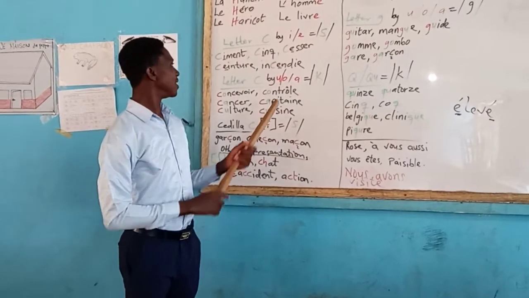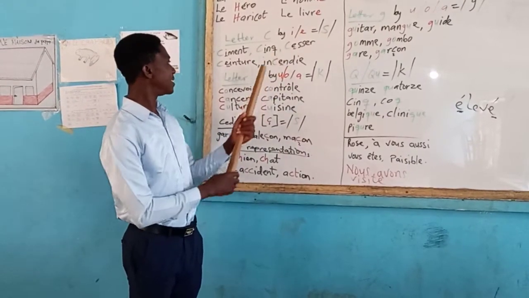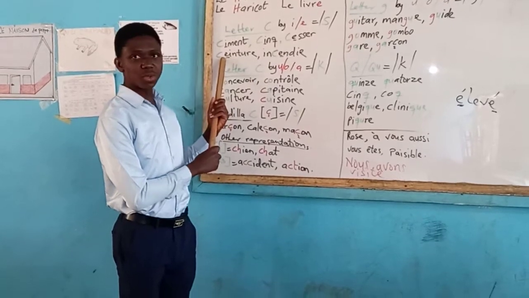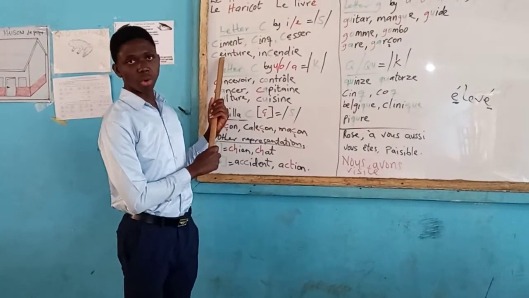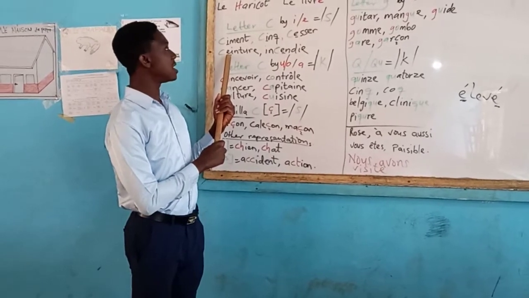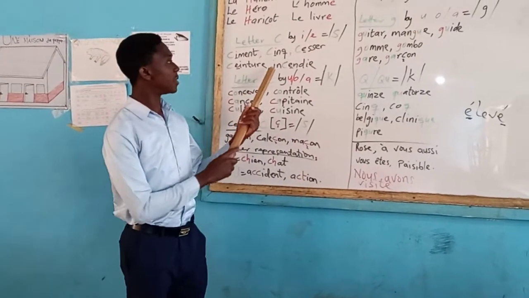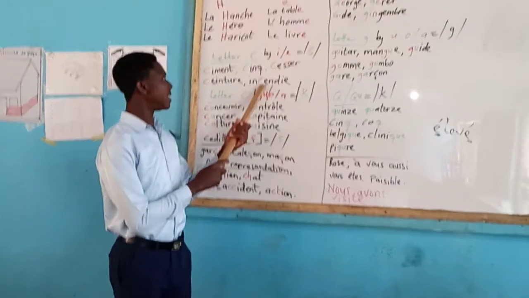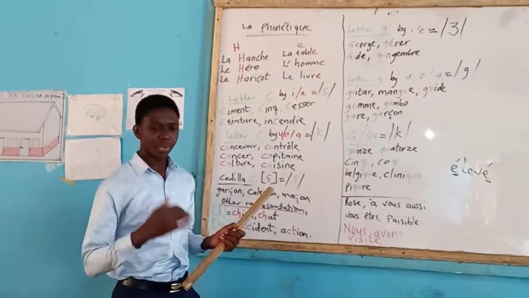Yes, that is it. Cesser, the word cesser. Then we have ceinture. So the C is coming in contact with the vowel E. That is la ceinture. Then we can have incendie. That is also correct.